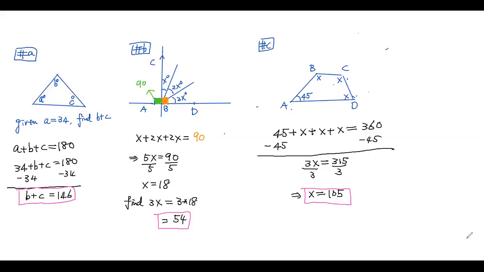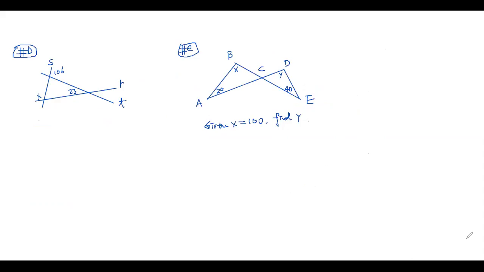Okay, now the next two problems. For this problem, I want to find x. The first thing here is a given. This number is 23, and 106 is given. So let's take a look at what happened to these angles here, the green angle.